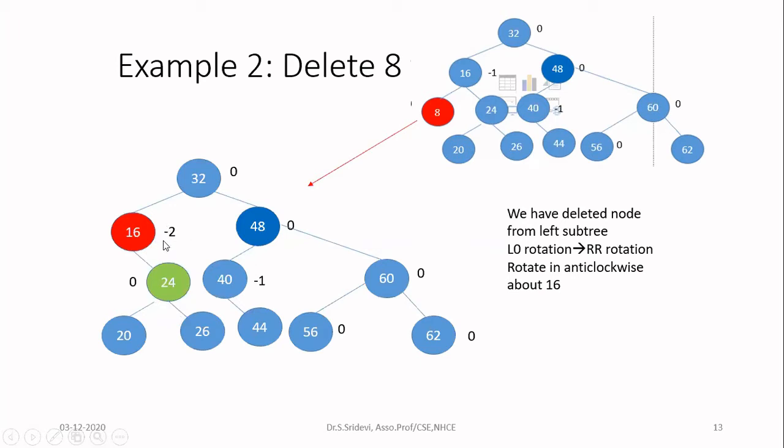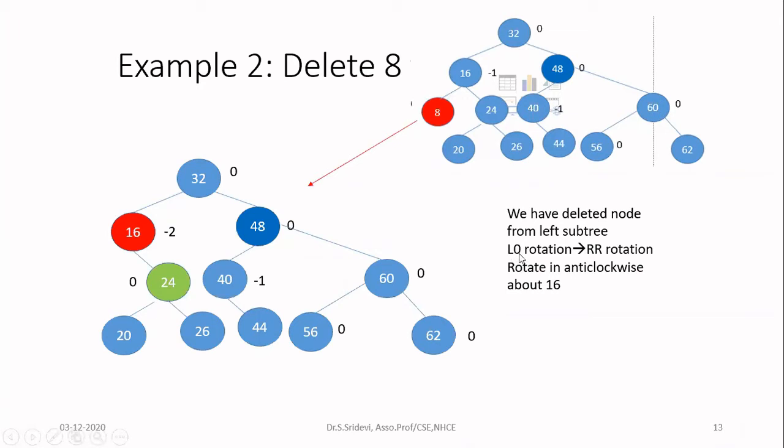Now I have to find out what type of rotation I'm going to apply. So how to do that? First find out the imbalance node. With respect to this imbalance node, find out where the node you have deleted was. Here 8 is the node I have deleted. Because of this deletion only I am getting the imbalance. So this 8 was present in the left subtree. That means I have to apply L rotation only.